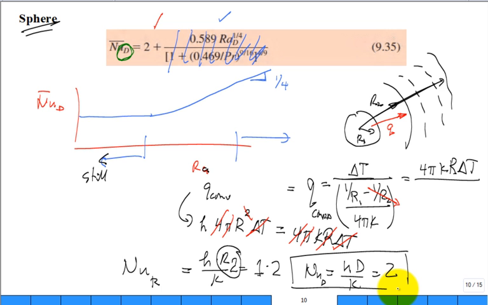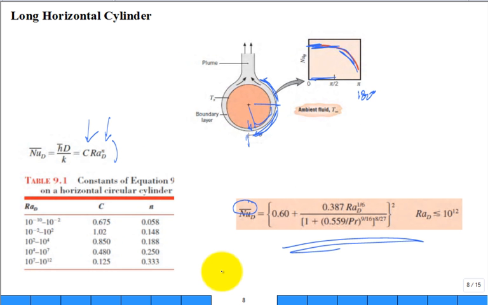Where did that 2 come from? You can actually derive it. In a chapter full of empirical correlations and curve fits, the 2 can be explained, which is kind of nice. So the 2 comes from just stagnant conduction. Somebody says, why don't we go to our correlation for an infinitely long horizontal cylinder and see if we can do the same thing? You can try it, it won't work. There's something about the geometry around the sphere that makes it work, and for a cylinder it doesn't work.